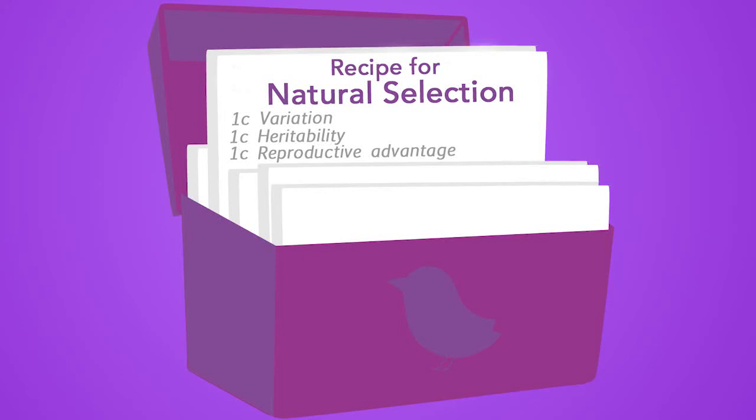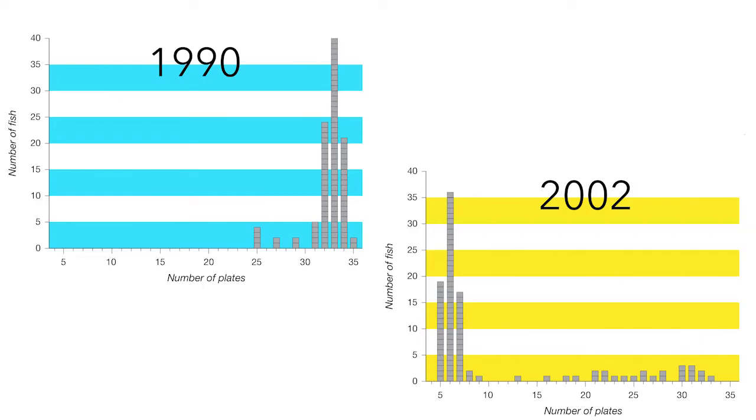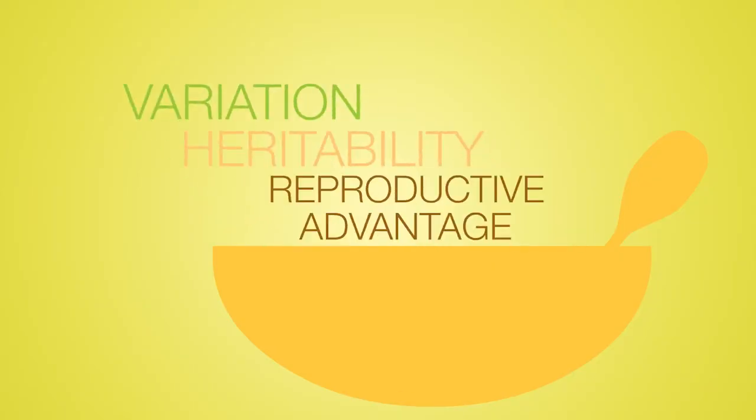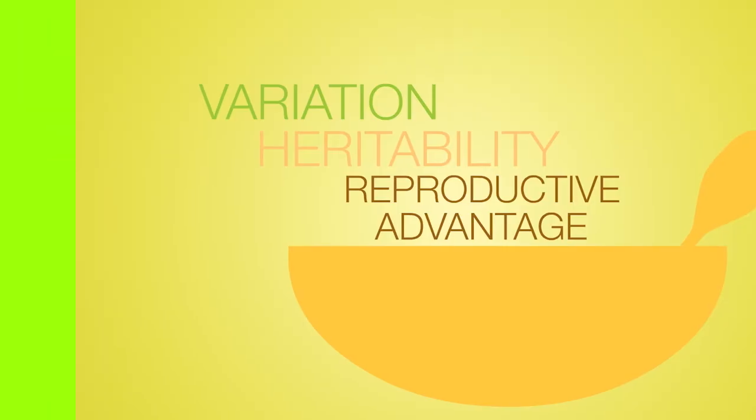Recipe for natural selection. Sometimes a trait becomes more or less frequent in a population over time. But not all change over time is the result of natural selection. Natural selection needs three ingredients: variation, heritability, and reproductive advantage.